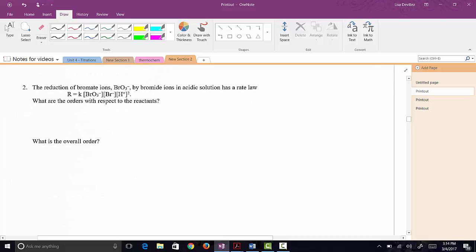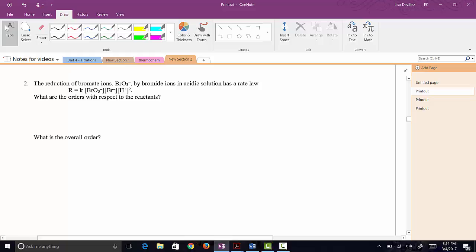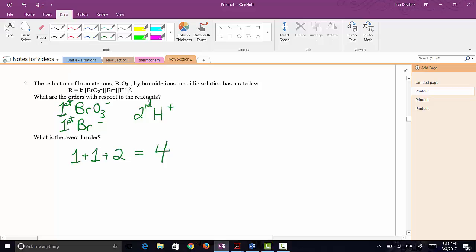Okay, looking at this, here I have 3 reactants: bromate, bromide, and H plus. Based on this rate law, it is first order in bromate, it is first order in bromide, and it is second order in H plus. Our overall order is going to be 1 plus 1 plus 2, which equals 4.